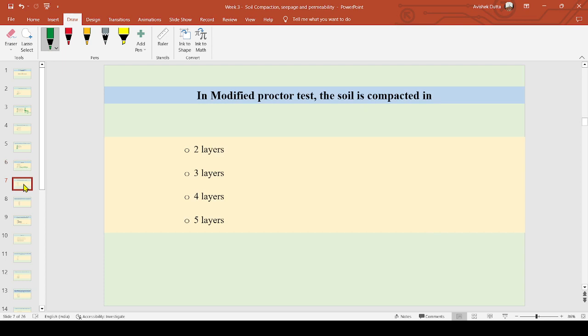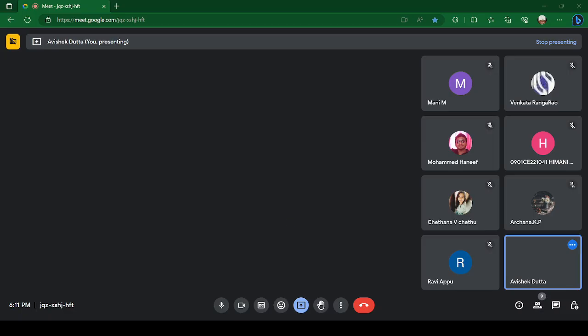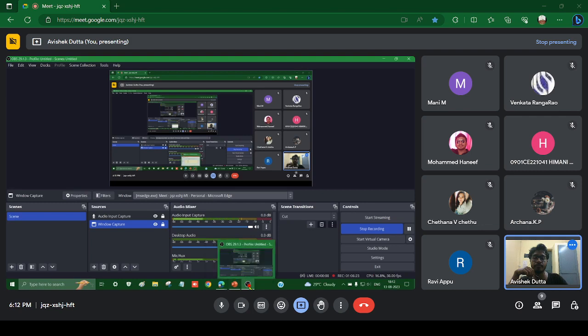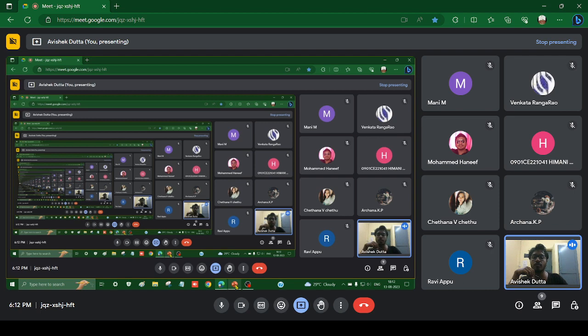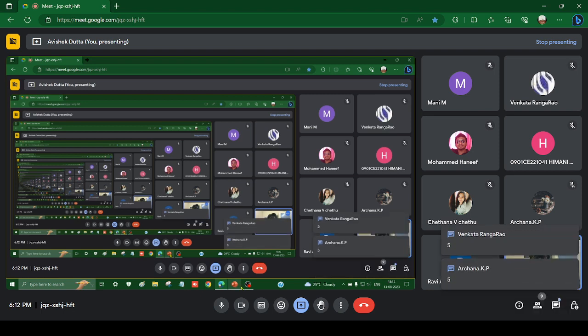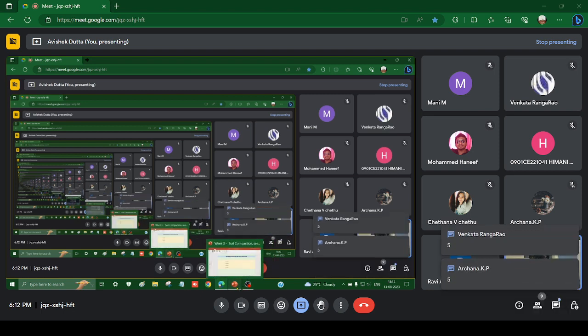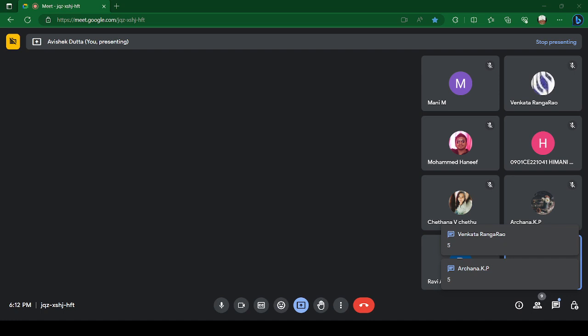Next question. In modified Proctor test, the soil is compacted in how many layers? Very easy question. What is the answer? In modified Proctor test, the soil is compacted in how many layers? Yes, good. In modified Proctor test, soil is compacted in 5 layers. In standard Proctor test, it is in 3 layers. Good.